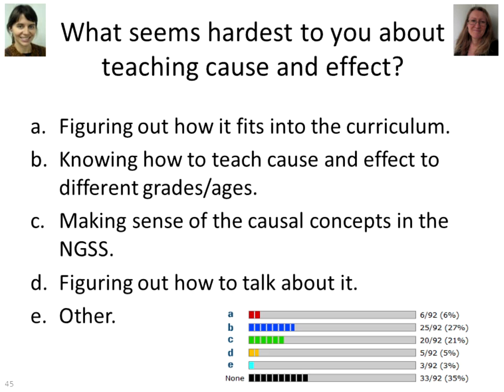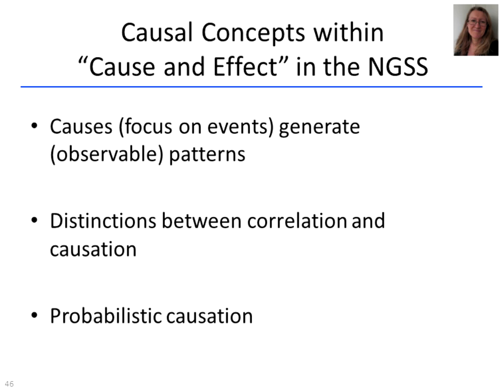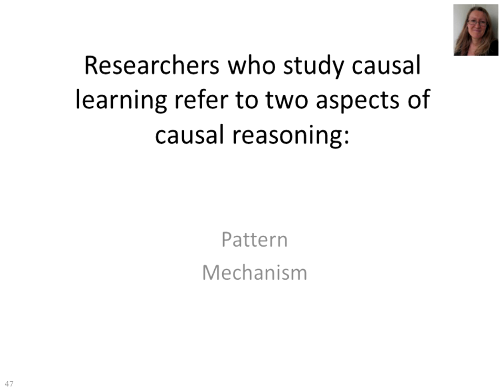But let me talk a little bit about the concepts that are in the standards and how they fit with reasoning about both pattern and mechanism, because this connects very much to teaching it at different grades and ages. So let's start there. There are three really big ideas in here. The idea that causes generate observable patterns, the distinctions between correlation and causation, and probabilistic causation. And these introduce different issues at different ages. So let's look at each one.